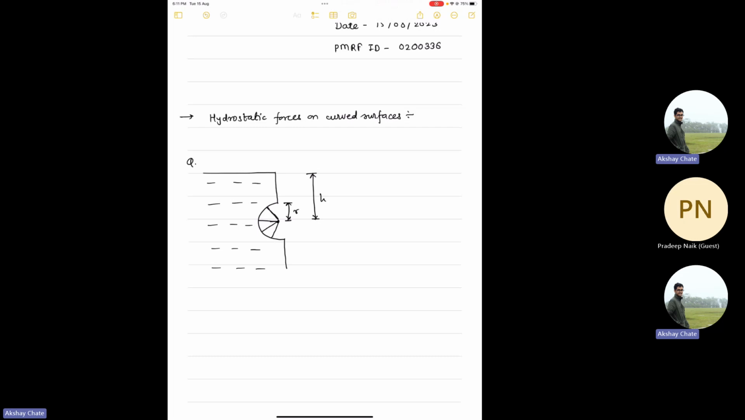As I said, for curved surfaces, we divide the hydrostatic force into two components. Okay, I'll write the full question first before solving it. So the question is, what are the horizontal and vertical forces? This was Fy, and in this direction it is Fx. What are Fx and Fy acting on this gate?